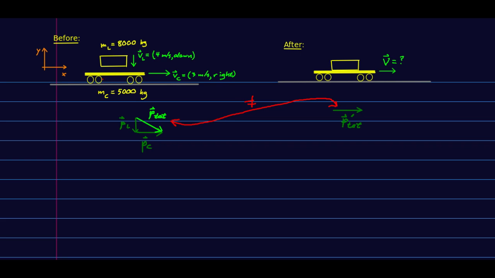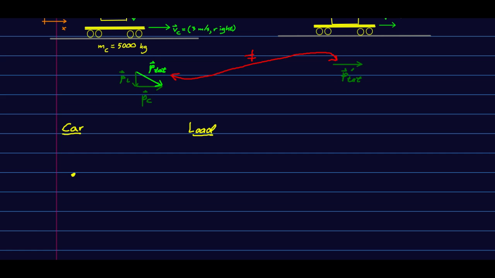But why? Why isn't momentum being conserved? Well, remember when momentum is conserved. Momentum is conserved when the system is isolated. And so let's think about what forces act on the car and on the load during the collision. So the car is, of course, going to have a weight. The load will too. The car is going to have a normal force up due to the tracks. The load is going to have a normal force up due to the car. The car is going to have a normal force down due to the load.